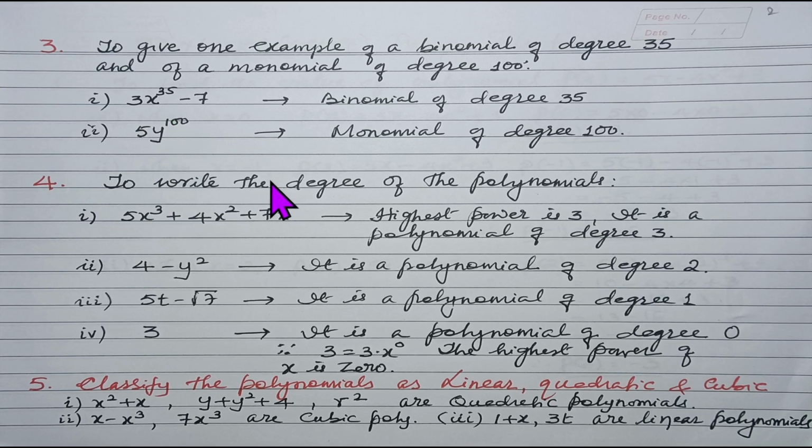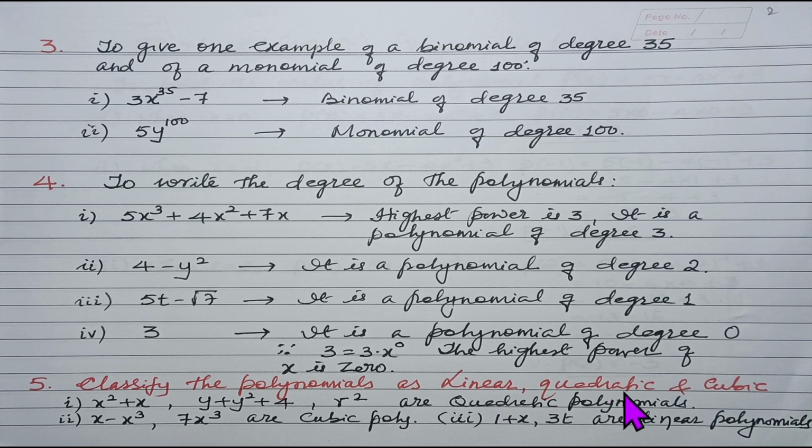Now to write the degree of the polynomials. The highest power in this polynomial is 3, therefore it is a third degree polynomial. 4 minus y square, the highest power is 2, therefore it is a polynomial of degree 2. 5t minus root 7, the power of t is 1, therefore it is a polynomial of degree 1, or a first degree polynomial. Now 3 can be written as 3 into x raised to 0, it is a polynomial of degree 0 because the highest power is 0.